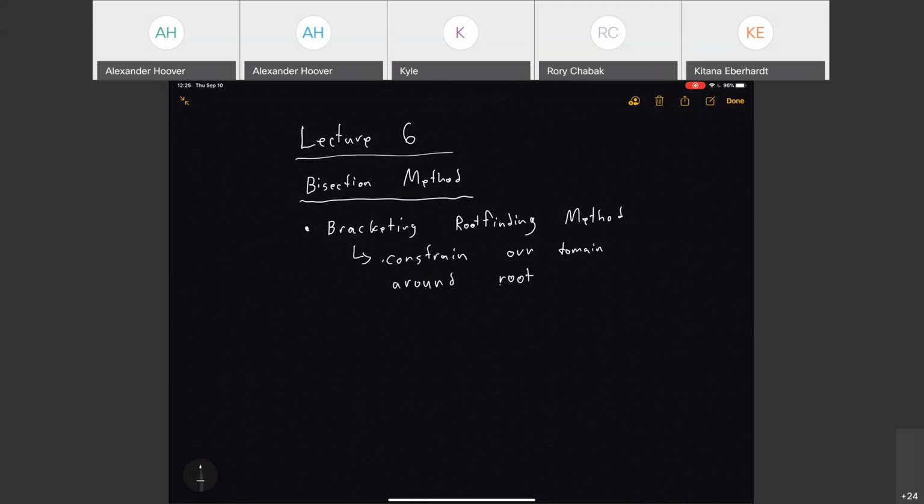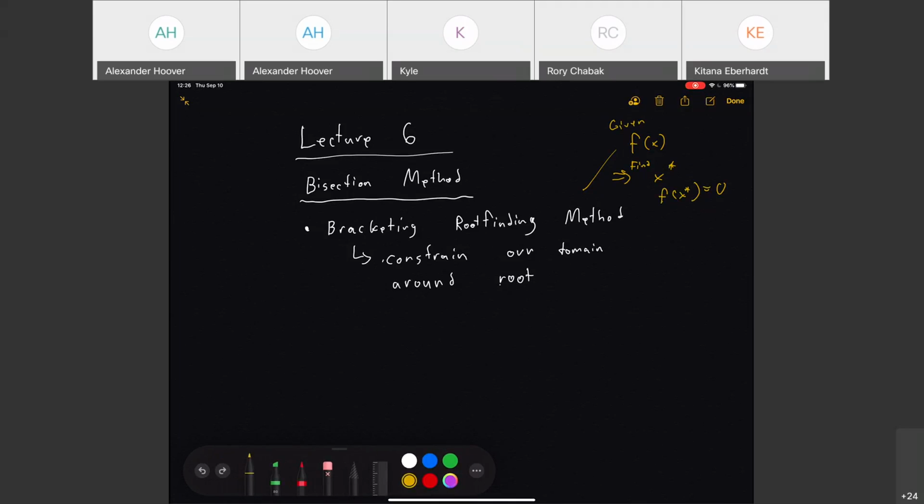Again, all these problems that we're dealing with are, given some function f of x, we're looking for x star such that f of x star is equal to 0. Right, so when I say around the root, I'm really just saying around x star. Okay.